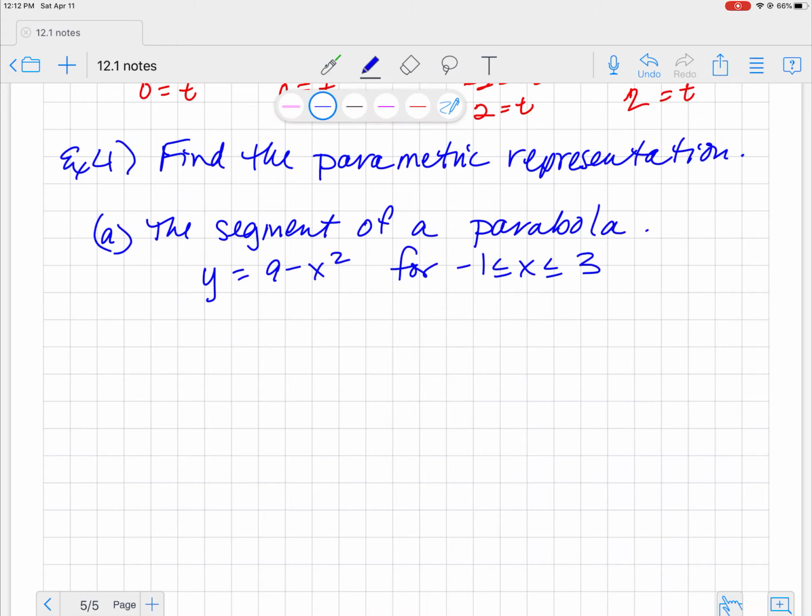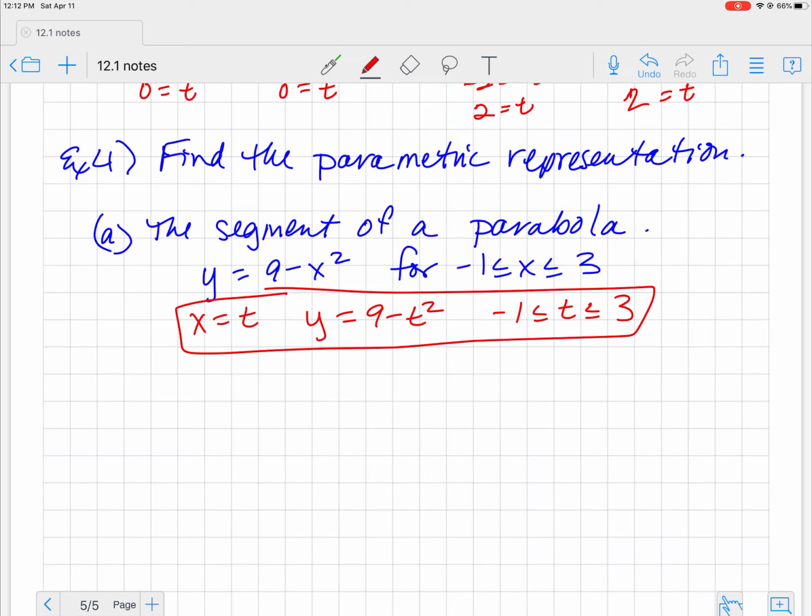All right? If you don't have a sweet little formula, then you just make your own. When you make your own, you're going from this inside function. So I'm just going to say, okay, x equals t. It's literally that easy. So if x equals t, then y is equal to 9 minus t squared. And if x equals t, my parameter goes from -1 to 3. And whammo jabammo, you just did it.